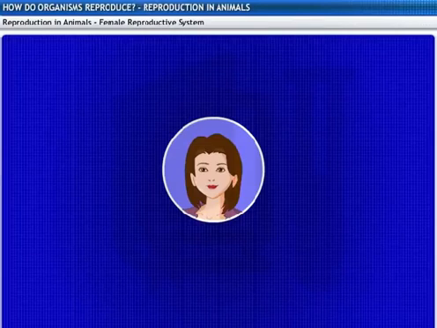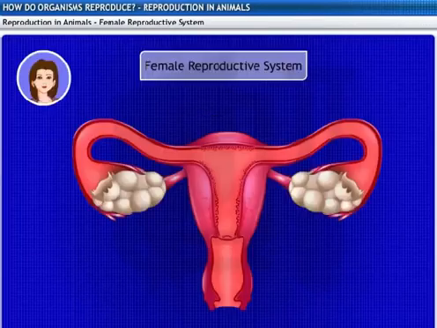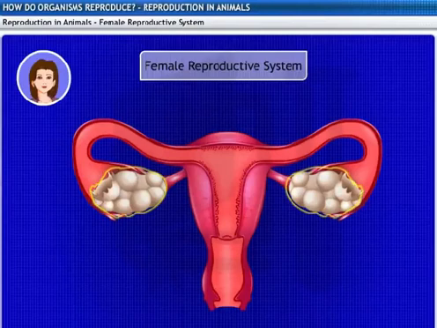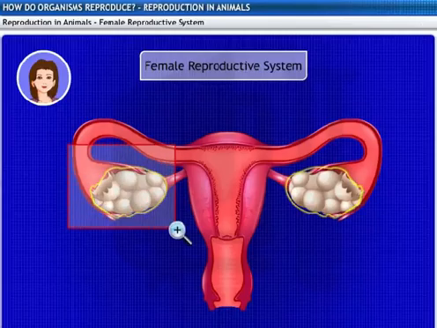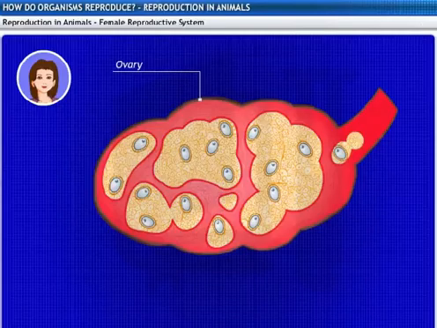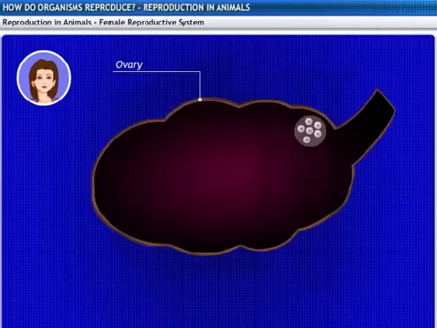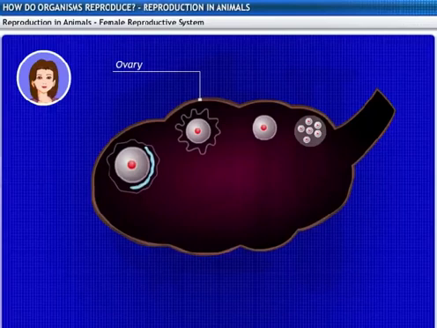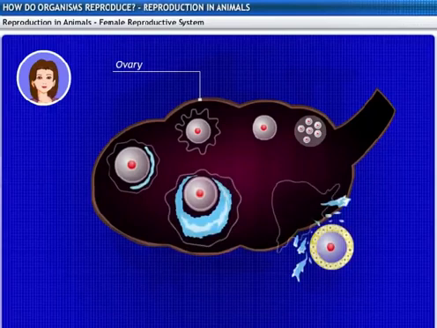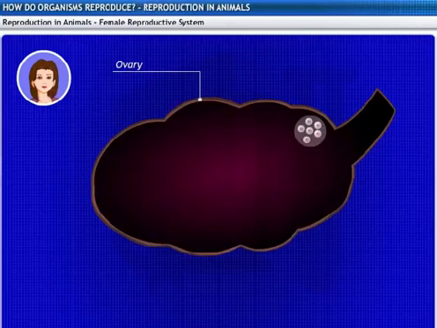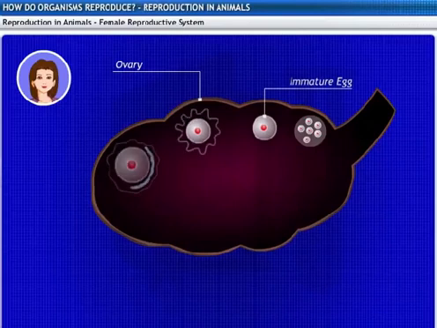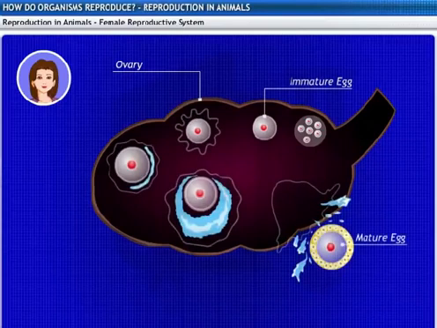Now, let's move over to the female reproductive system. In females, germ cells develop into eggs inside the ovaries. Females are born with a large number of immature eggs. On puberty, these eggs mature and are responsible for producing some hormones. During puberty, some of these eggs start maturing. Every month, one egg is produced by one of the ovaries.